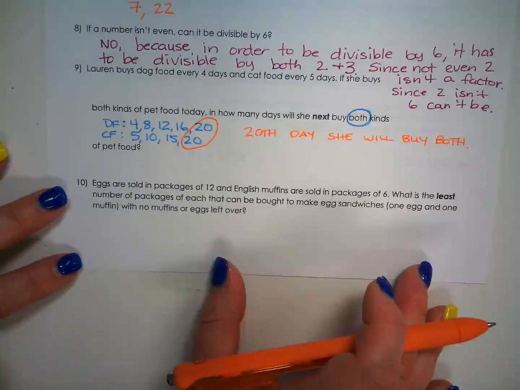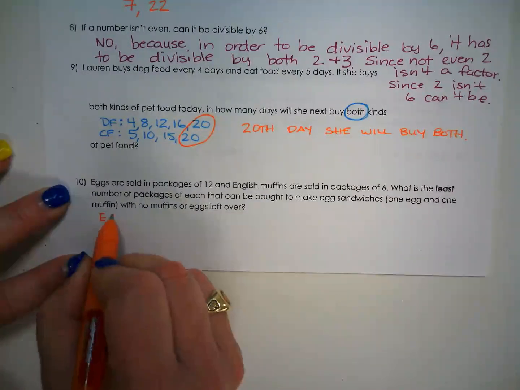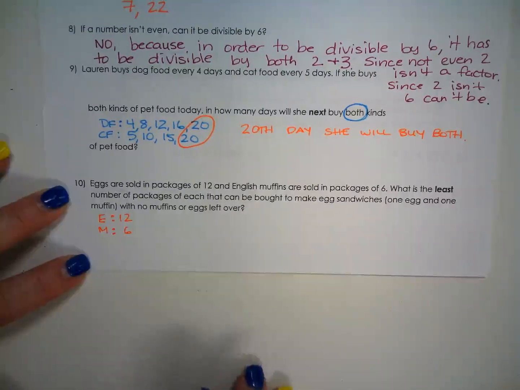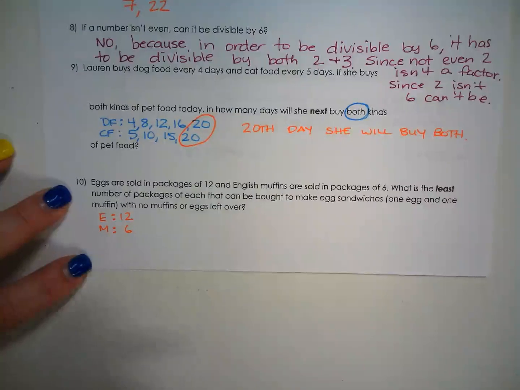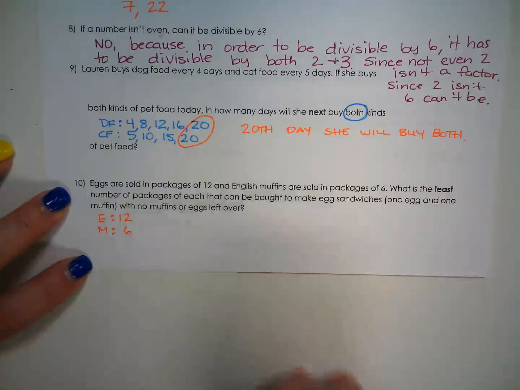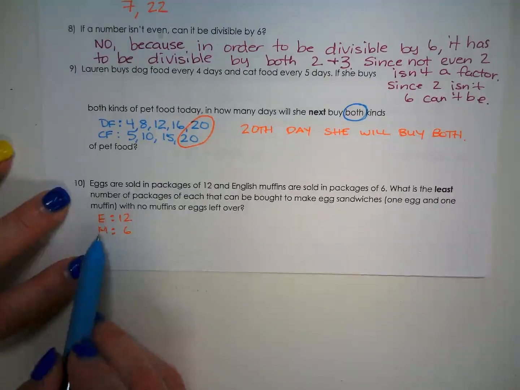All right, question number 10 says that eggs are sold in packages of 12 and English muffins are sold in packages of 6. So eggs in packs of 12 and muffins in packs of 6. What is the least, that's the smallest number of packages that each can be bought to make an egg sandwich, 1 egg and 1 muffin, with no muffins or eggs left over? This is a common conundrum at the grocery store, right? There's a lot of different things that should be sold together, and that are sold in different quantities. And we want to make sure that every combination we have gets 1 egg and 1 muffin.